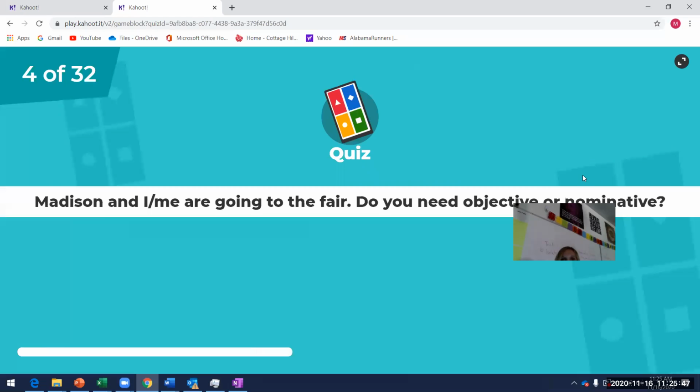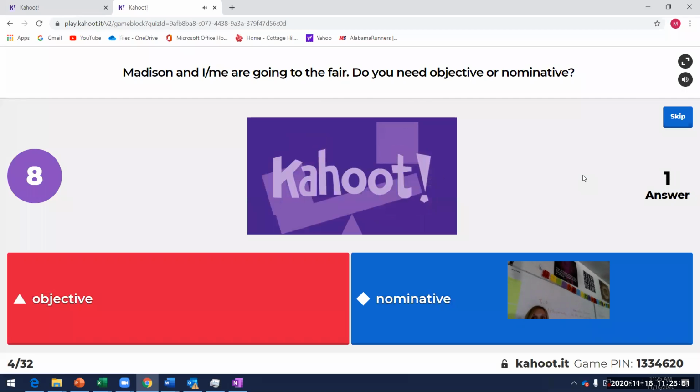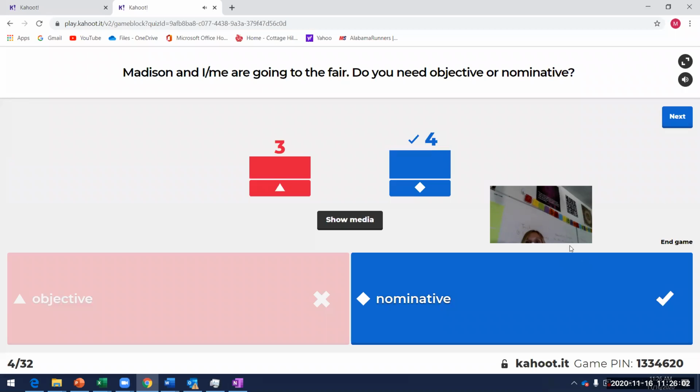All right. Madison and I or Madison and me are going to the fair. Do you need objective or nominative here? Objective is red and nominative is blue. Only a few of y'all got to answer. So you needed nominative because I would be a part of the subject.